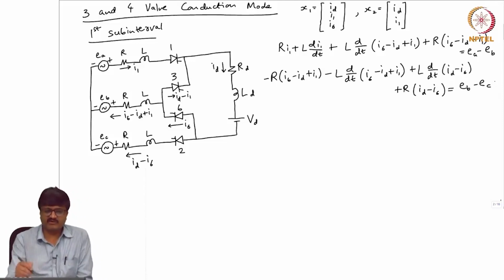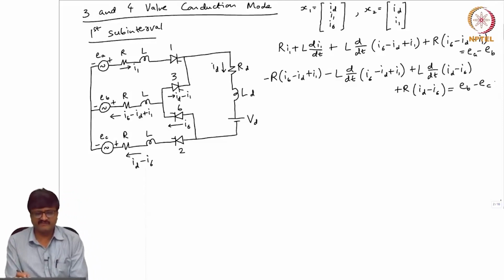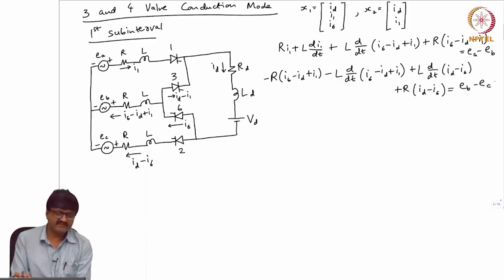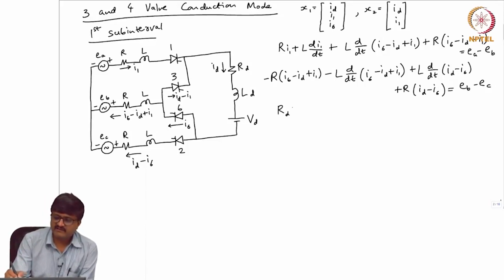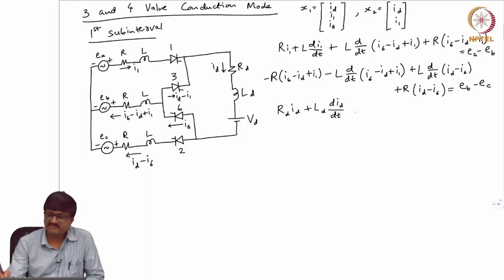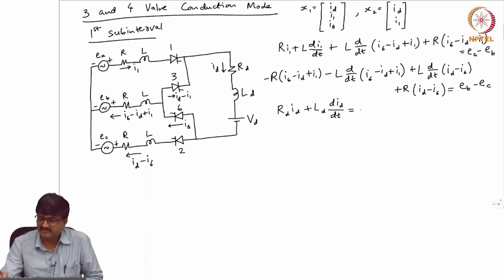Then there is one more loop consisting of these valves 3, 6, RD, LD, VD. So, by Kirchhoff's voltage law, RD ID plus LD dID/dt is equal to minus VD.